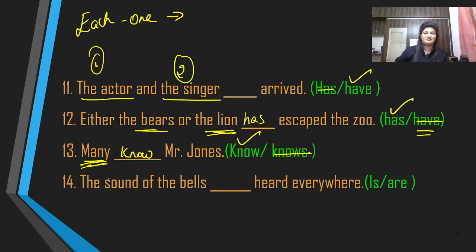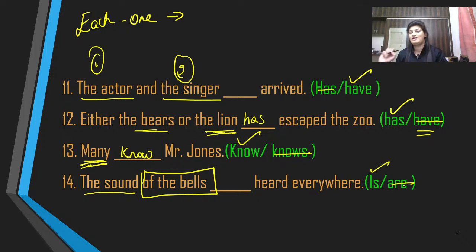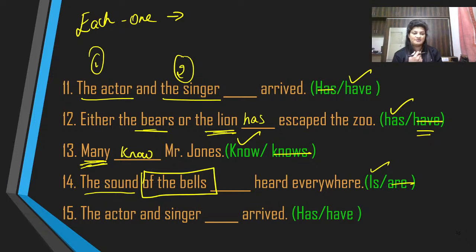So all of you have understood this prepositional phrase rule, right? When you have a prepositional phrase, you ignore the prepositional phrase and you only consider the subject alone. Hence, the sound is heard everywhere. Hello, Seth. Very good evening. That's correct. Moving on, the 15th question is: the actor and singer dash arrived.